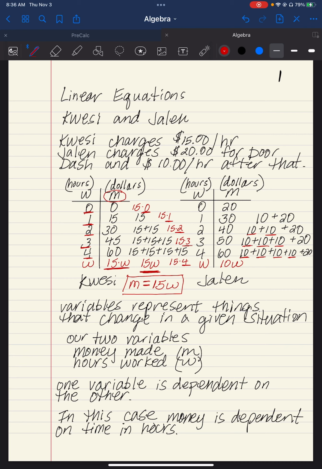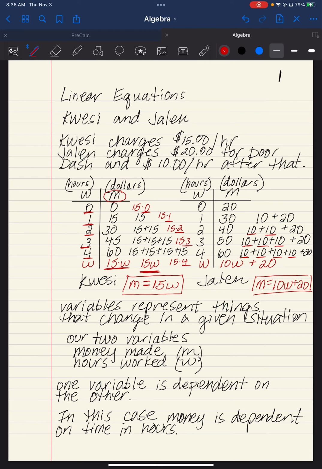But that's not the full picture of what's going on with Jalen, because he also gets that $20 that kind of gets tacked on extra, right? Like a little tip or something. So the hours that Jalen worked times $10 plus 20 extra is going to be how much money he makes. Let's see if we can write a formula for that. Money that he makes is equal to 10W plus 20. There is our equation for Jalen.